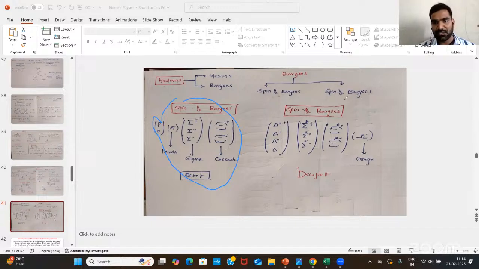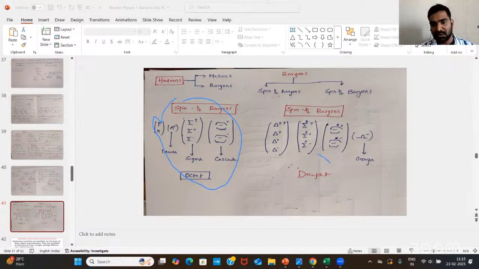Whereas spin 3 by 2 baryons are also there. Those are delta plus plus, delta plus, delta naught, delta minus. These are spin 3 by 2 baryons. And sigma star plus, sigma star naught, sigma star minus, cascade star naught, cascade star minus, and omega minus. These are spin 3 by 2 baryons. So spin half baryons contain protons, neutrons, lambda naught, the cascade group, and also the sigma group. Spin 3 by 2 also contains a delta group, a sigma group again, the cascade group, and omega. These are the elementary particles in the spin 3 by 2 baryons.